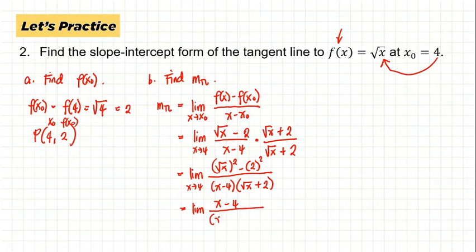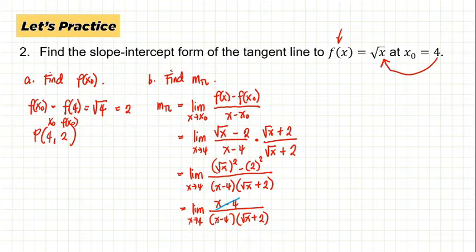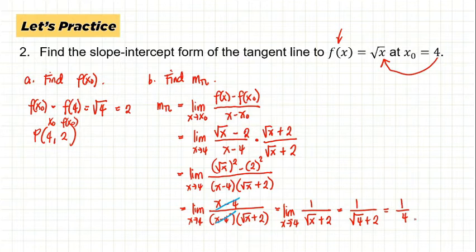All over, copy the denominator, x minus 4 times the square root of x plus 2, as x approaches 4. Now, from that, you can see a common factor, and that is x minus 4, so we can cancel it. So, what's left is the limit of 1 over the square root of x plus 2 as x approaches 4. And we can do direct substitution here. So we will have 1 over the square root of 4 plus 2, and that is equal to 1/4. And that will be the slope of the tangent line.